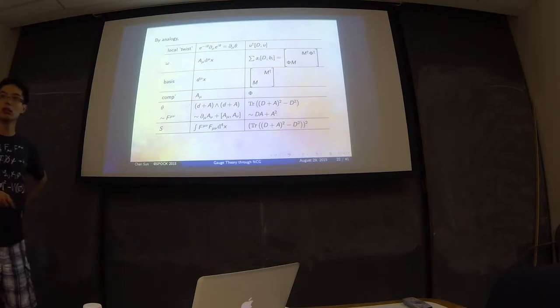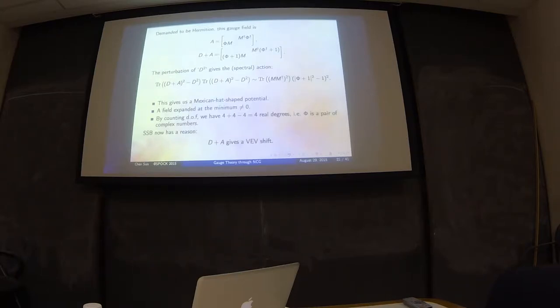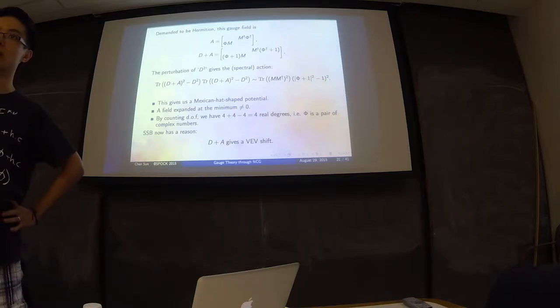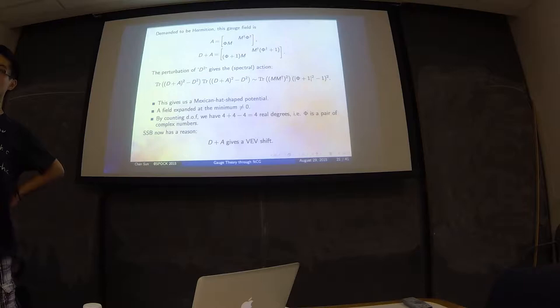But how come you don't get a color sector that is broken? I don't understand why the color sector is not broken. Yeah, because we don't have a Dirac operator in that sector. Or the Dirac operator is trivial in that sector. So you choose a Dirac operator such that, yeah, this Dirac operator is the input. Is the input. Okay. Yes.